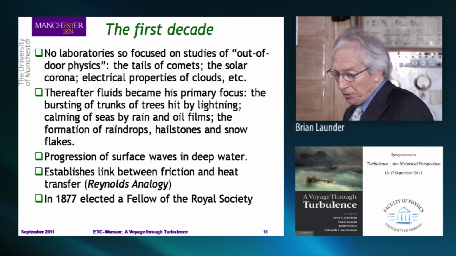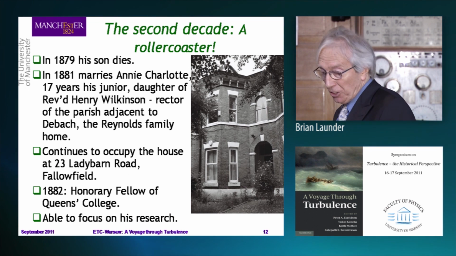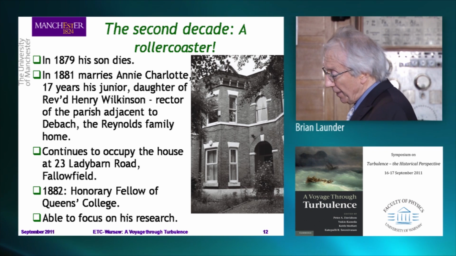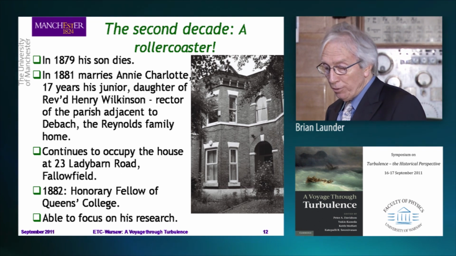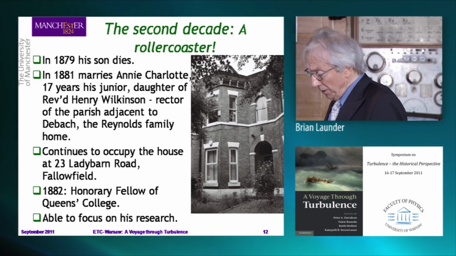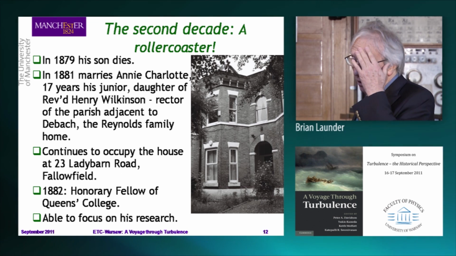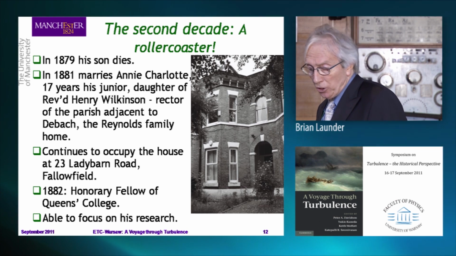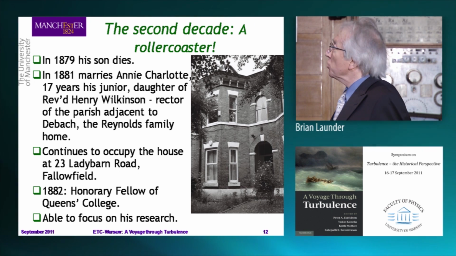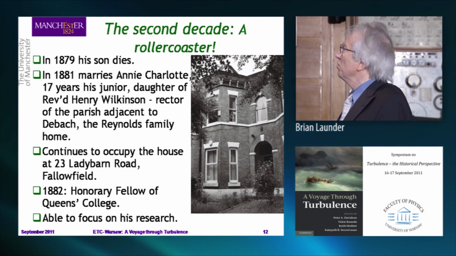Well, as a result of 10 years sustained activity, he was admitted a Fellow of the Royal Society. We come to the second decade, and that is a good deal more of a roller coaster. In 1879, his son, who had been sickly for some time, died. 2 years later, he married Annie Charlotte, who was daughter of the parish adjacent to the one where Osborne Reynolds' father had been rector. So clearly that provided the connection between the families.